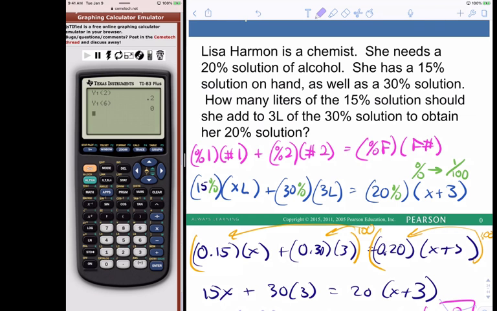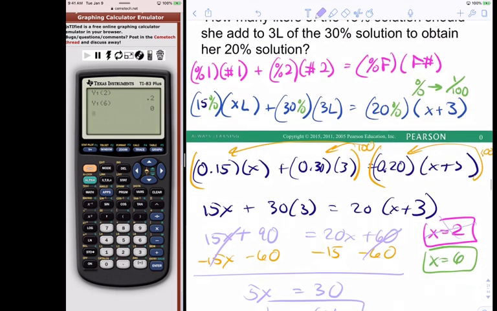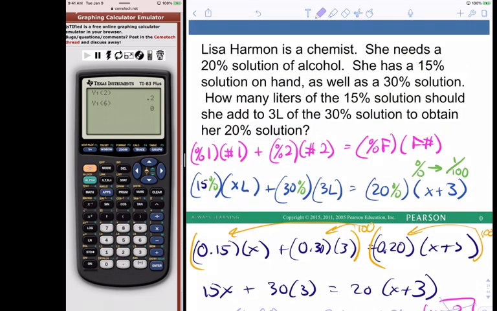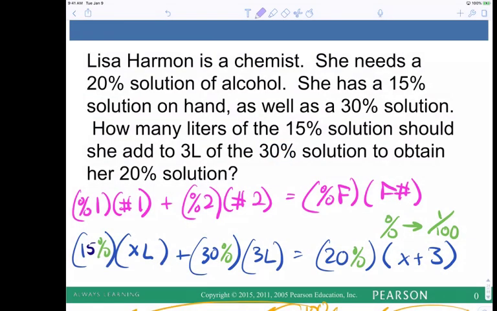All right. Questions, comments, or concerns before I go forward? All right. So yeah, we checked it in. But yeah, when I do mixture problems, I usually use that technique. I say %1 times amount 1 plus %2 times amount 2 equals %final times amount final. And then I plug in each piece of information in the appropriate location. Usually by the end of that, it works.